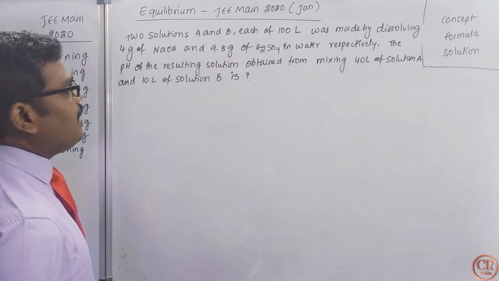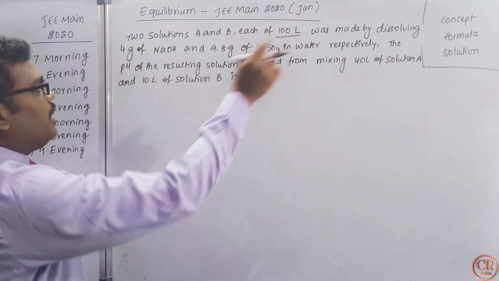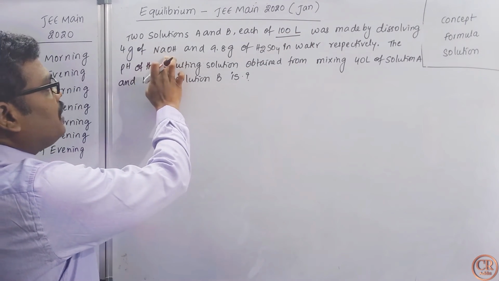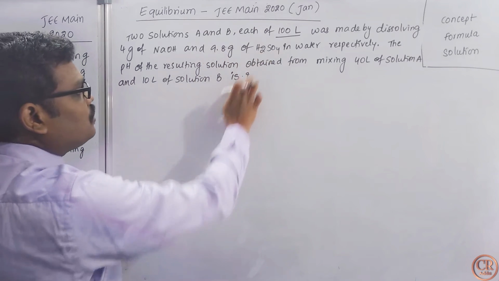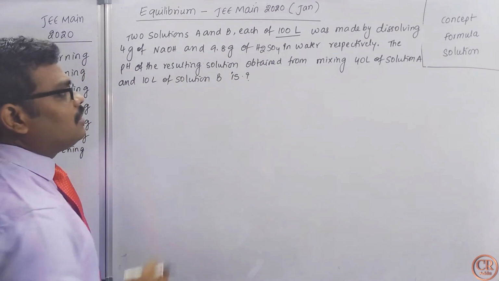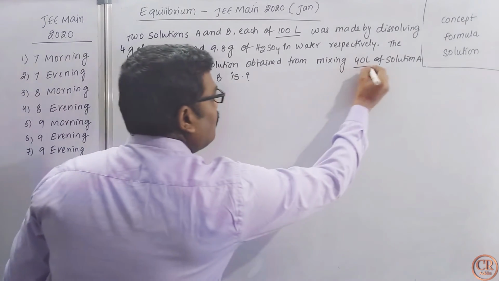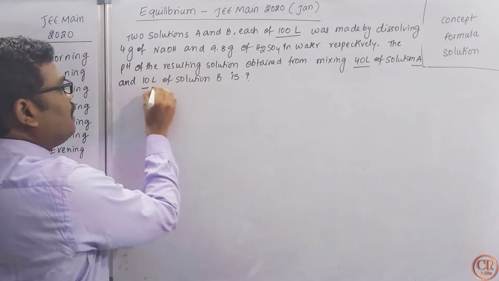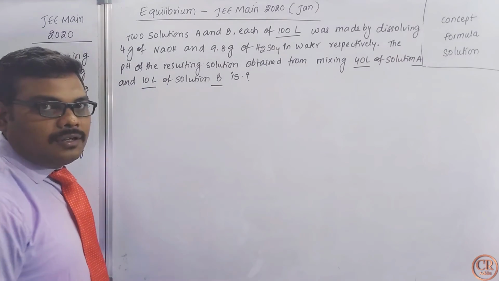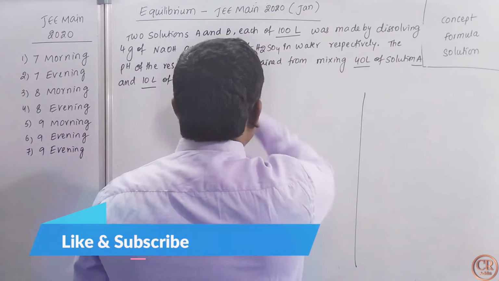2 solutions A and B, each of 100 liters, were made by dissolving 4 grams of NaOH and 9.8 grams of H2SO4 in water respectively. The pH of the resulting solution obtained from mixing 40 liters of A and 10 liters of B is. The suitable concept for this question is, see the given weight.